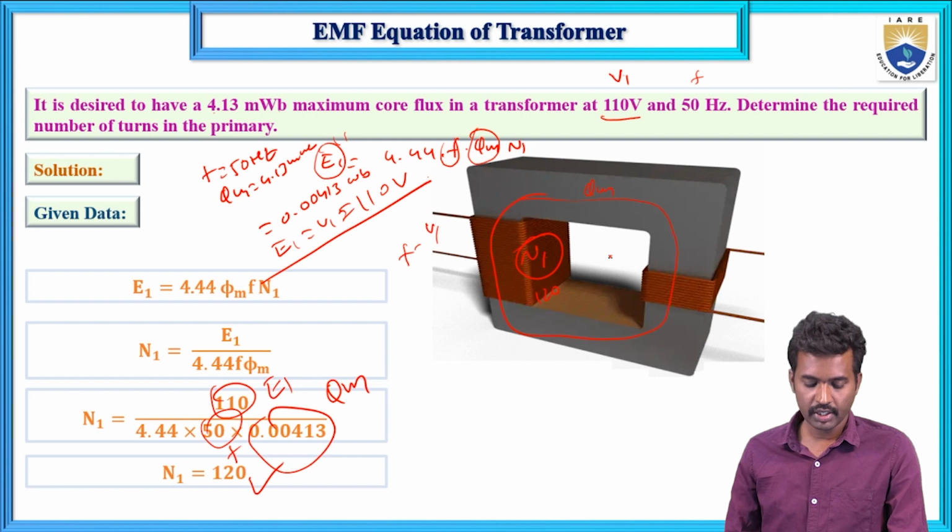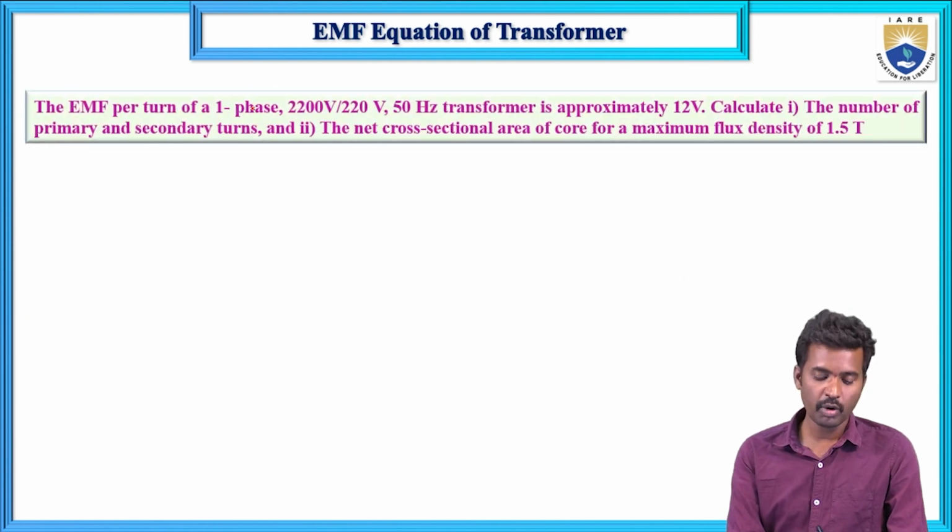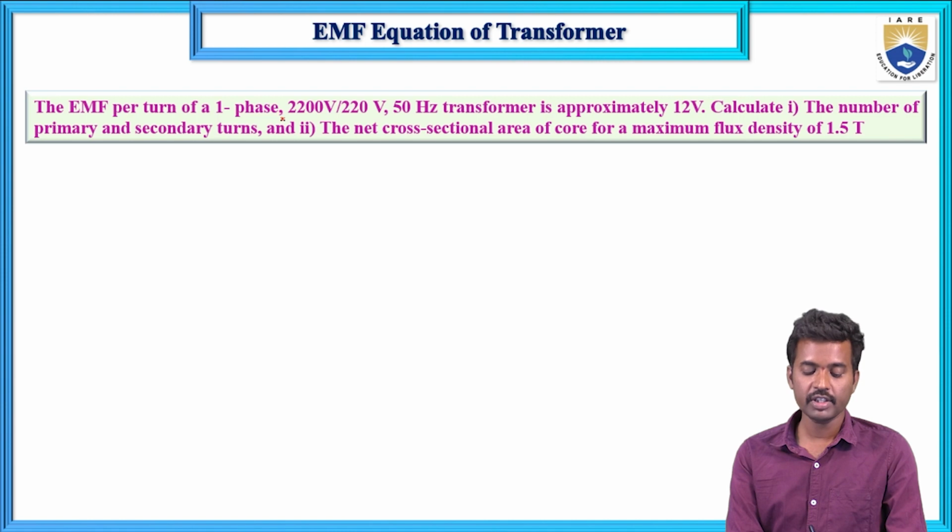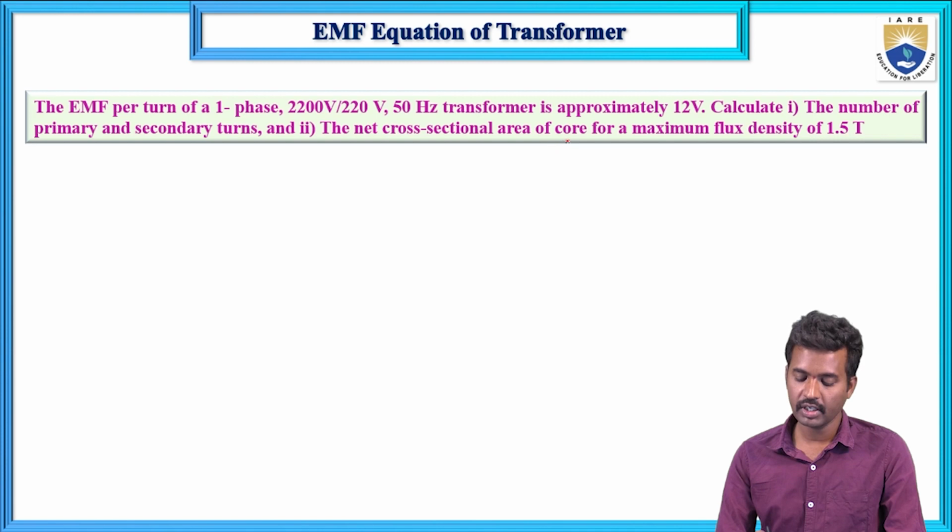And next, second problem. The EMF per turn of a single phase transformer, with transformer rating 2200 volts divided by 220 volts, 50 Hz, single phase, is approximately 12 volts. Calculate the number of primary and secondary turns, and the net cross-sectional area of core for maximum flux density of 1.5 Teslas. Tesla means Weber per meter square.